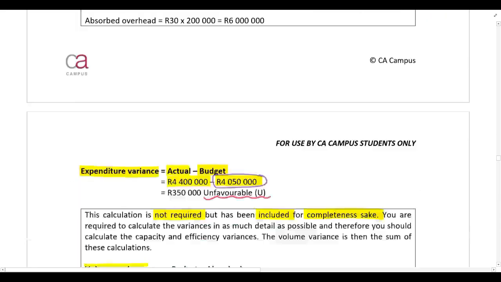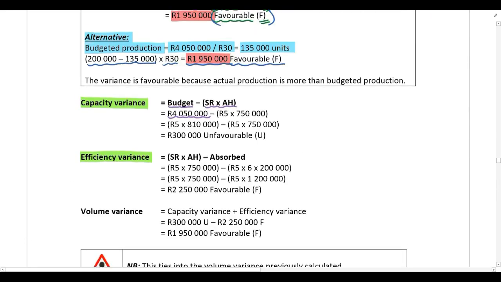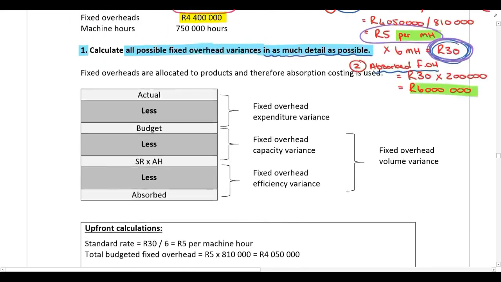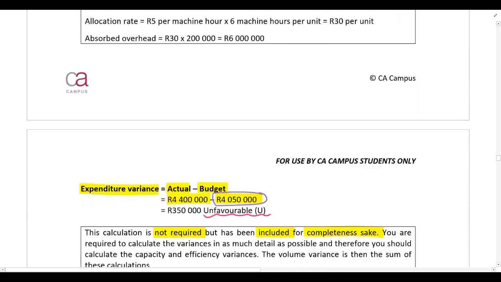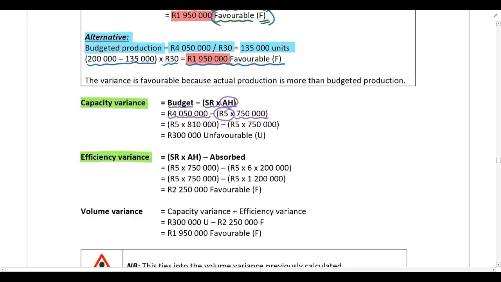And think about it logically. You are taking the standard rate of 5 Rand per machine hour, and you are multiplying that by the actual number of machine hours. So you obviously can't take the actual hours and multiply that by standard cost per unit. That doesn't make any sense. So if we are working with actual hours over here, the actual hours must be multiplied by a rate per hour. And please note the actual hours just come directly from the information provided in the question. There's your actual machine hours. So that gives you the capacity variance.